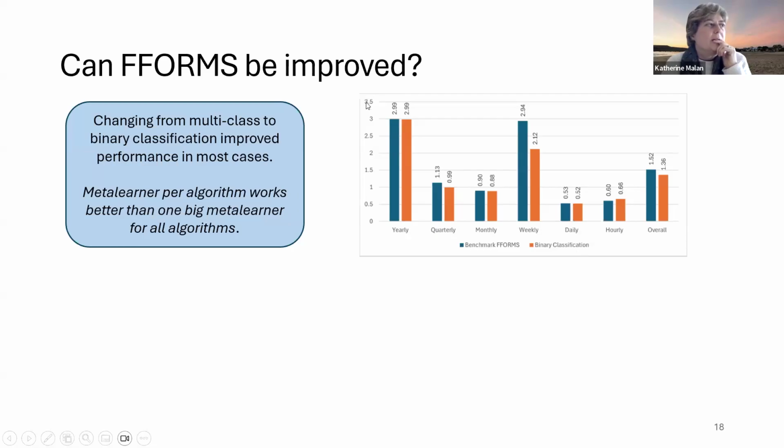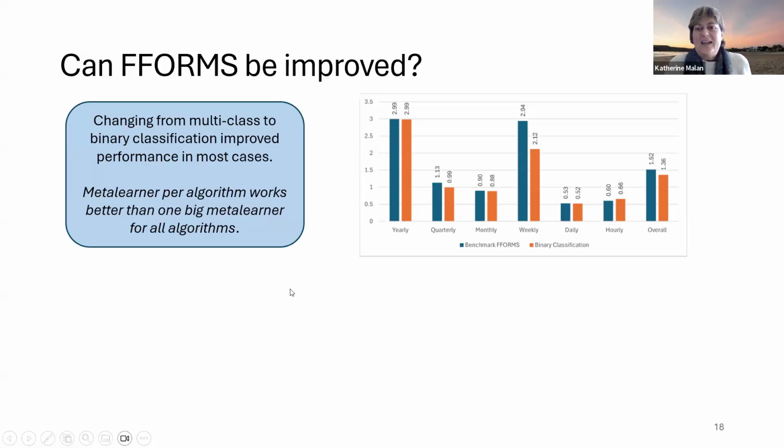So we found that, this vertical axis is error, so we want it to be lower. On the yearly data, it didn't make a difference. But on quarterly data, monthly data, weekly data, the binary classification formulation of the meta learner outperformed. So overall, it was better. It got a lower mean squared error. So it works better to do it this way.